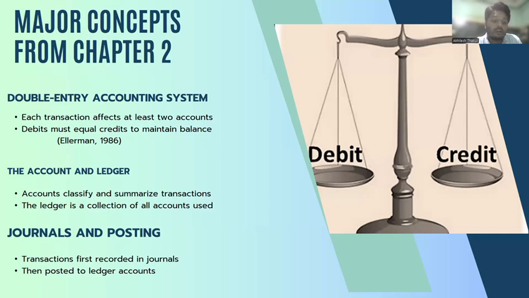And accounts and ledgers are used to classify and summarize transactions. Think of accounts as different categories like cash or revenue, and the ledger as the book that contains all these categories. And then journals and posting. We first record a transaction in a journal, which is like a diary for all financial transactions. Then we post this transaction from the journal to the ledger accounts.